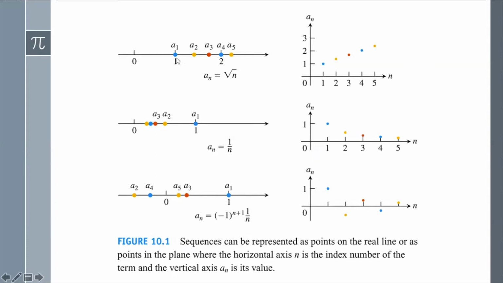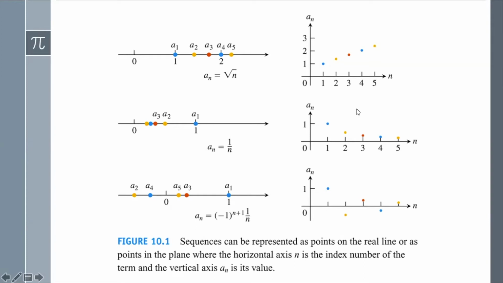In the first picture, we have a sub n equals the square root of n. Here's a sub 1 equals the square root of 1, a sub 2 equals the square root of 2, square root of 3, square root of 4, etc. A sub n equals 1 over n. Here's 1 over 1, 1/2, 1/3, 1/4, 1/5, etc. And then negative 1 to the power n plus 1 times 1 over n. You have 1, and then way over here you have negative 1/2, positive 1/3, negative 1/4, positive 1/5.